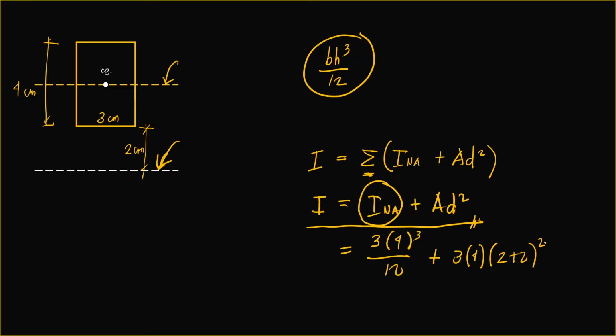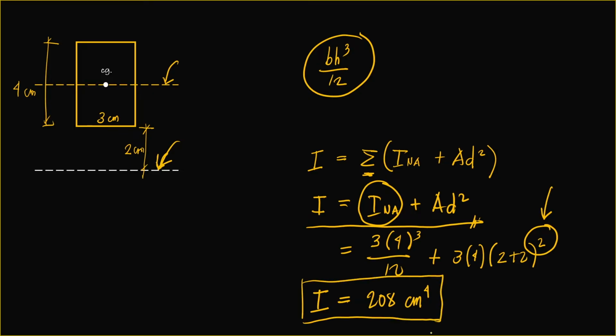Don't forget to raise D to the power of 2. Based on experience, this is a mistake that most students make, forgetting to raise it to the power of 2. So please don't repeat that mistake. Your I here will be 208. This is 208 centimeters raised to 4. Don't forget the unit. So that's your answer, and that's how you solve for the moment of inertia at any axis.